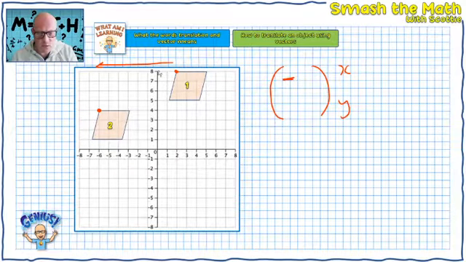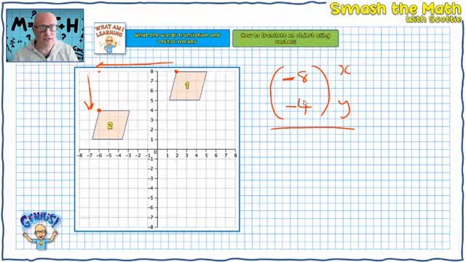And let's count 1, 2, 3, 4, 5, 6, 7, 8. So I'm there. So minus 8 on the x-axis, and now I'm going down on the y-axis. So that would be minus 2. And then we go 1, 2, 3, 4. Minus 4. So to describe this translation, this movement from 1 to 2, this is the vector we would use. So this describes that translation or that movement from there to there.